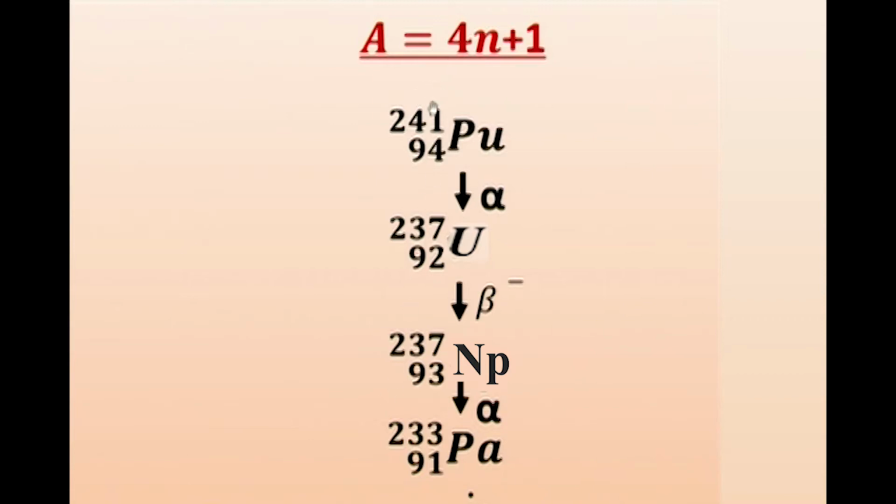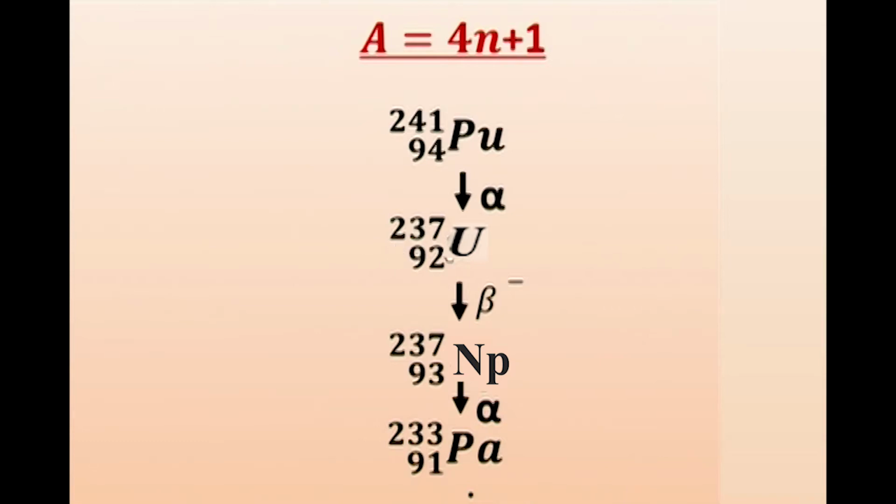For all the elements in the naturally occurring series, for example plutonium 241, if you divide by 4, I will be getting remainder 1. That is what we see, 241 divided by 4 gives remainder 1. So, it is called the 4n plus 1 series. This plutonium is not stable. It emits an alpha particle, and we know that in alpha particle emission the mass number changes by 4 units, from 241 to 237, and the atomic number changes from 94 to 92.